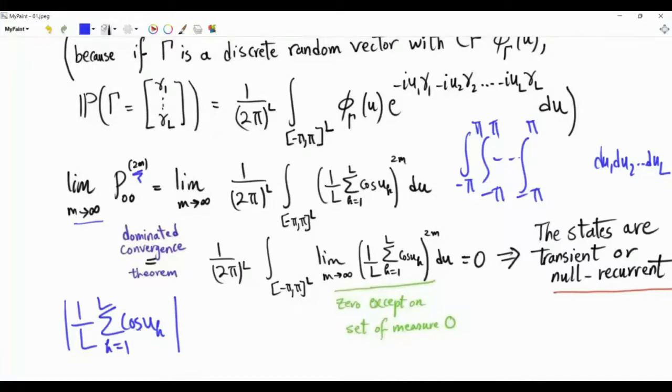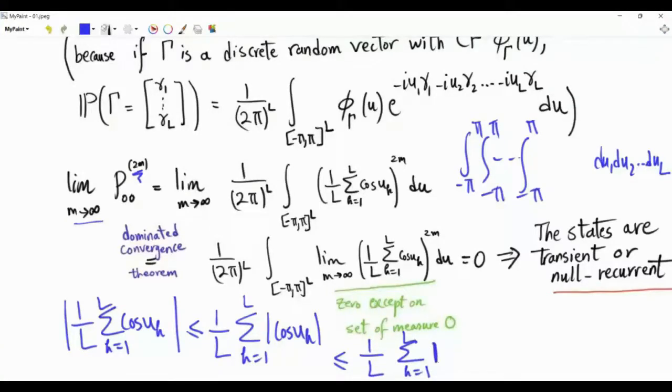The magnitude of this sum by the triangle inequality is upper bounded by 1 over L summation k from 1 to L, the magnitude of cosine uk. And the magnitude of cosine is less than or equal to 1. So this is less than or equal to 1 over L summation k from 1 to L of 1. And so this is 1 over L times L. And so this is 1. 1 to the power 2m is 1.